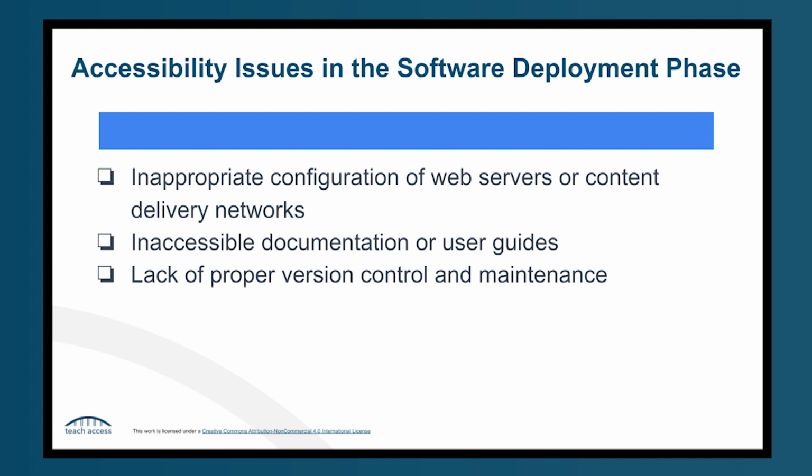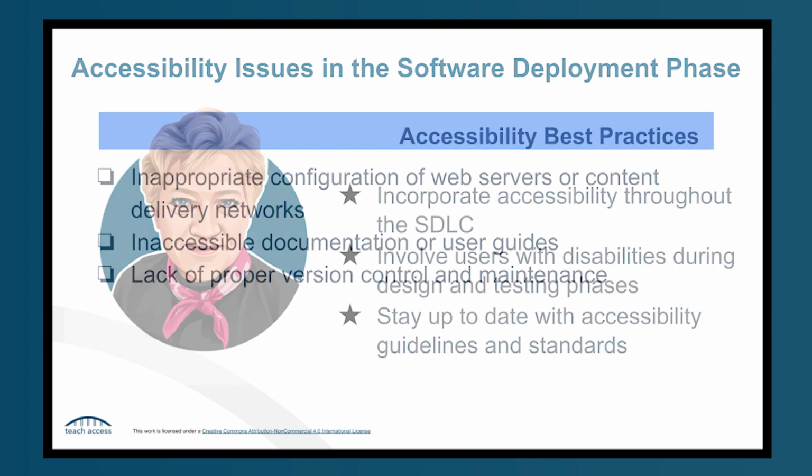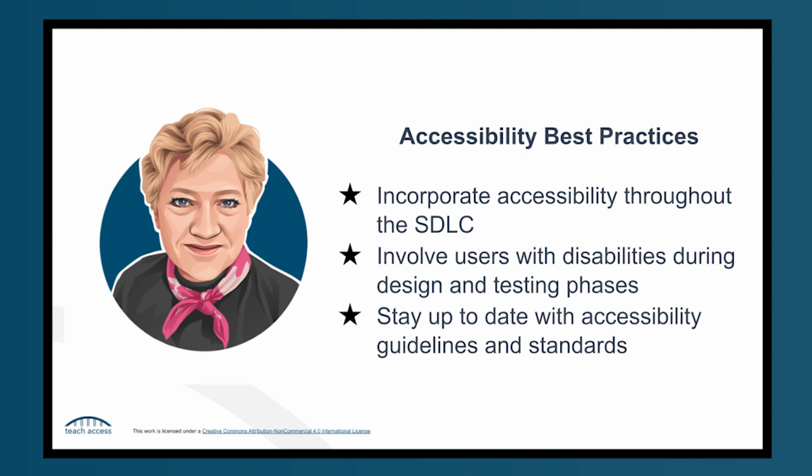Accessibility may be hindered by inappropriate configuration of web servers or content delivery networks, which may also cause performance issues, failure to provide accessible documentation or user guides, or lack of proper version control and maintenance, resulting in inaccessible updates or changes. Identifying accessibility issues at this point costs time and resources, but like other software defects found during deployment, they must be resolved.